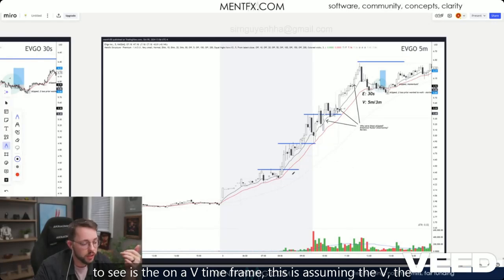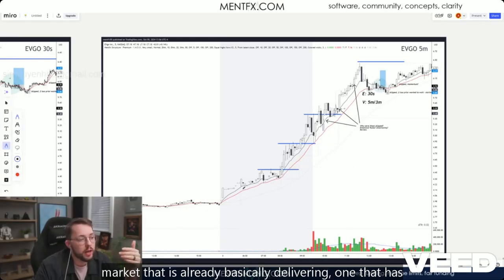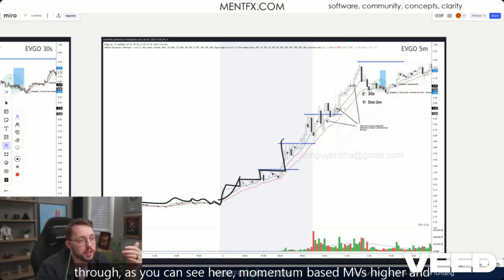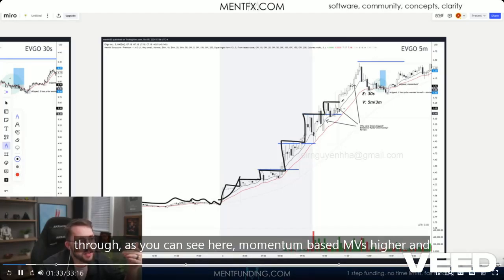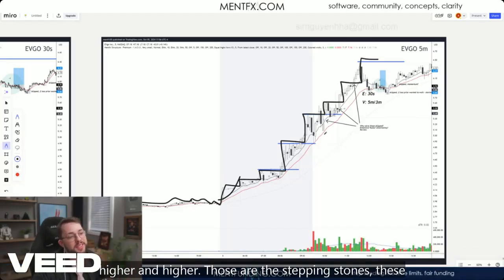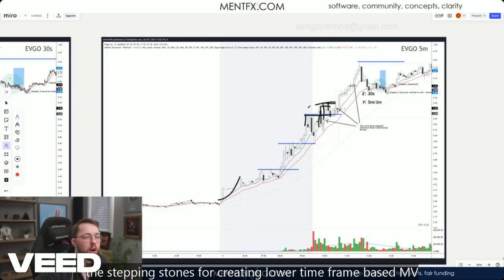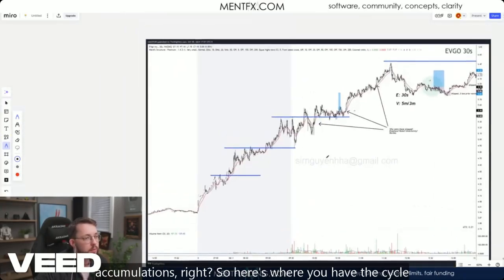this is assuming the V, the market, is already basically delivering, one that has maybe already undergone accumulation and is now moving higher through, as you can see here, momentum-based MBs higher and higher and higher. Those are the stepping stones. These momentum-based MBs here are the stepping stones for creating lower time frame based MB accumulations, right?